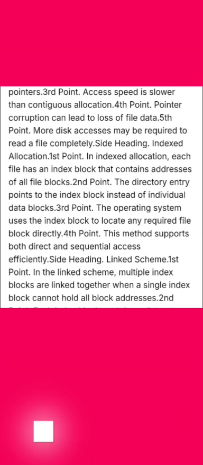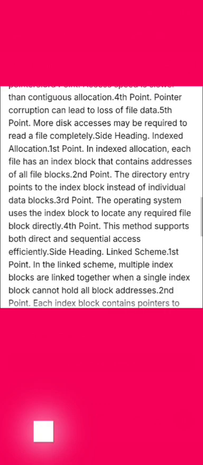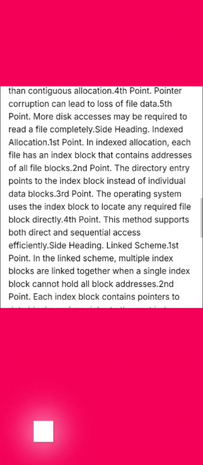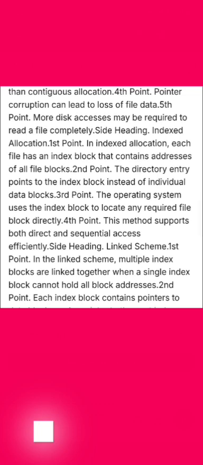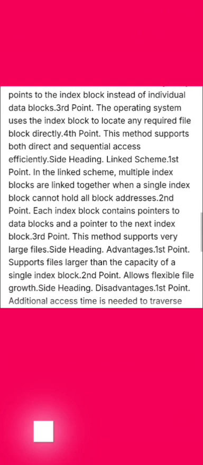Indexed allocation. First point. In indexed allocation, each file has an index block that contains addresses of all file blocks. Second point. The directory entry points to the index block instead of individual data blocks. Third point. The operating system uses the index block to locate any required file block directly. Fourth point. This method supports both direct and sequential access efficiently.